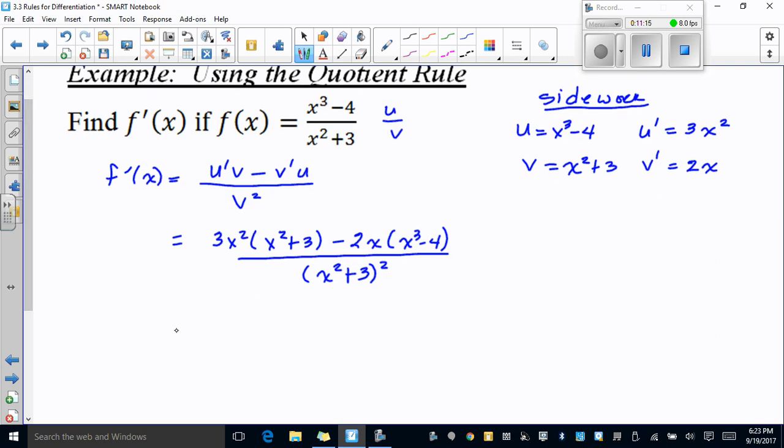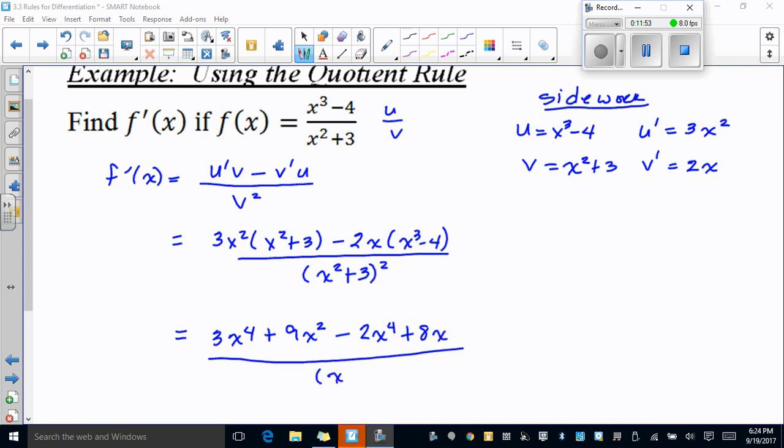So now we can start playing cleanup. 3x squared times x squared gives me 3x to the 4th. 3x squared times 3 gives you plus 9x squared minus 2x times x cubed gives you 2x to the 4th. And then those two negatives are going to give you a positive. 2 times 4 gives you 8x. All over x squared plus 3 squared.